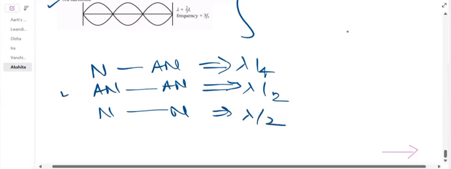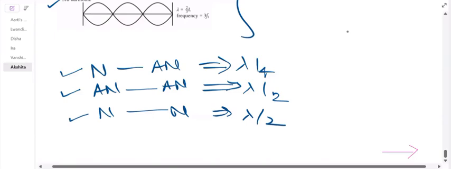This is completely open. This is completely closed. This is one closed, one open. These are the three possibilities only, no? Any other doubts?